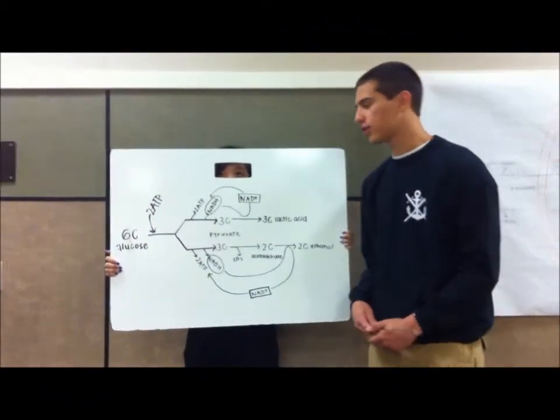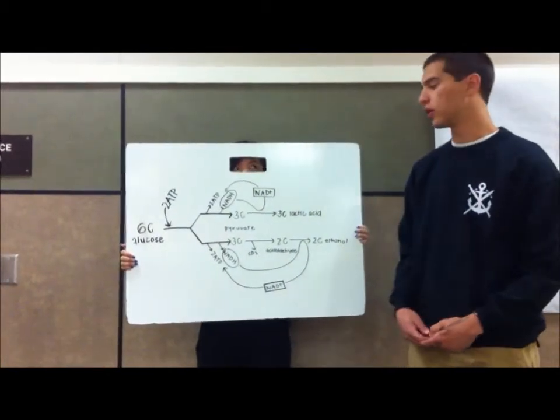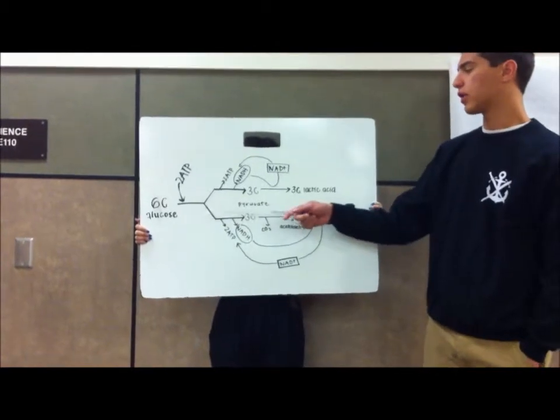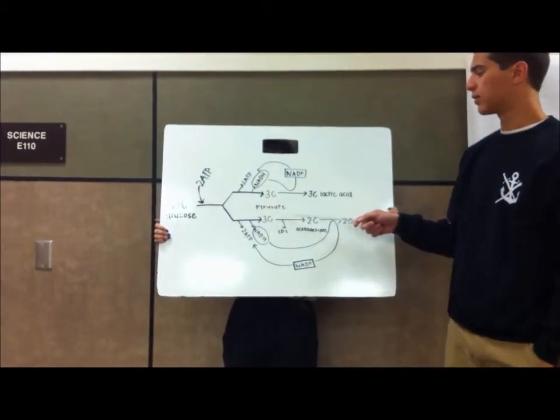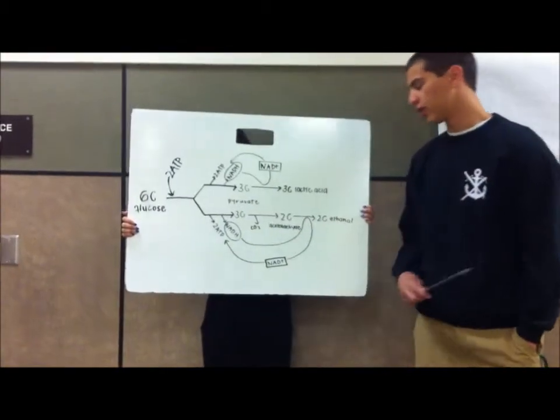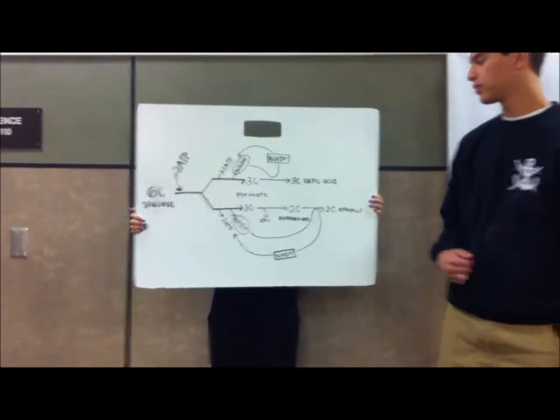Fermentation takes place after glycolysis when there's no oxygen present in the cell. After glucose is broken into 2 3-carbon pyruvate, either lactic acid or alcoholic fermentation takes place.